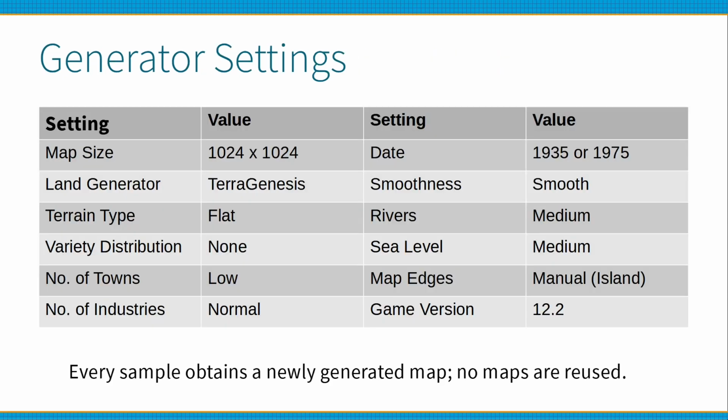These are my generator settings. I'm using a 1024 by 1024 map using Terra Genesis flat terrain type, low number of towns, normal number of industries, smoothness rather, medium rivers, medium sea level, and manual map edges. And important for reproducibility is I'm using version 12.2 of the game. Every single time we take a sample, we're going to generate a new map so that the map doesn't factor in to the general conclusion.